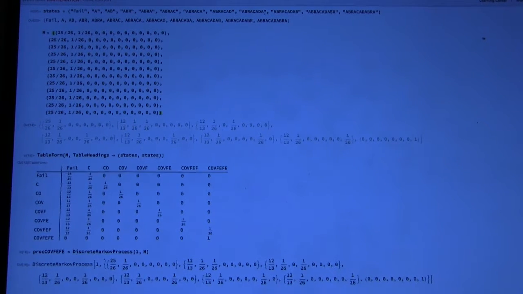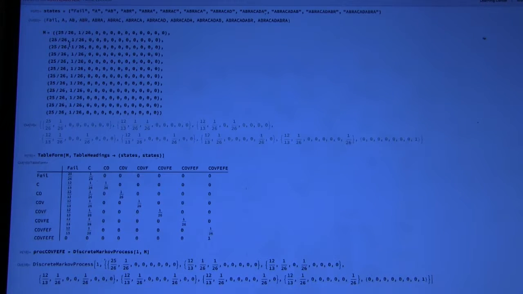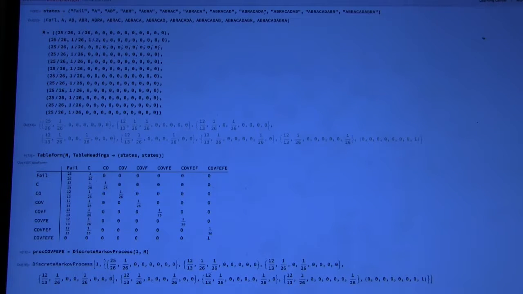Yeah. Okay. Now, so where can I go? This is from fail. So where can I go from A? You can go to A 1/26 of the time. Okay. You can go to AB 1/26 of the time. All right. And then you can go to fail the rest of the time, 24 out of 26, or 12 thirteenths. Yep. Okay, so that's A.